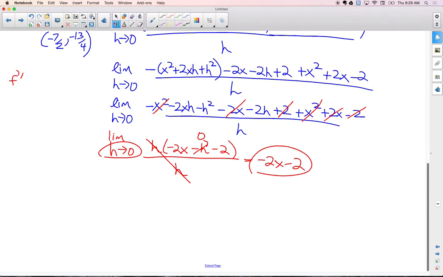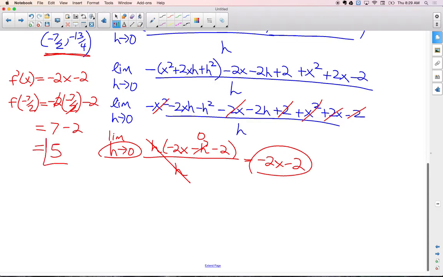Now the derivative is negative 2x minus 2, which is the slope of the tangent, and I wanted to find it at the leftmost endpoint, which was this point. So I'm going to go f of negative 7/2, because I just need the x. It'd be negative 2 times negative 7/2 minus 2, so that's going to be a positive 7, because negative times a negative, minus 2, and that will give me a slope of 5. So that's the slope of the tangent line at that point. There you go.